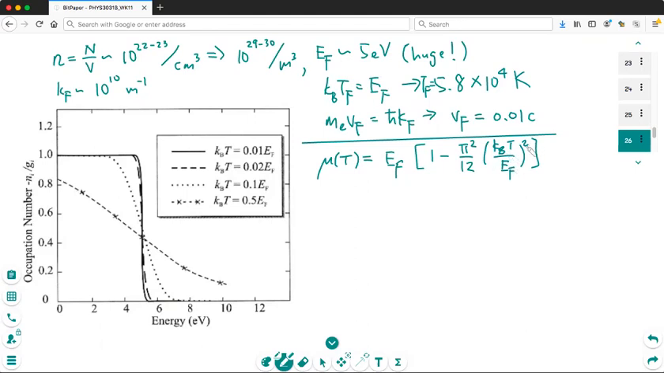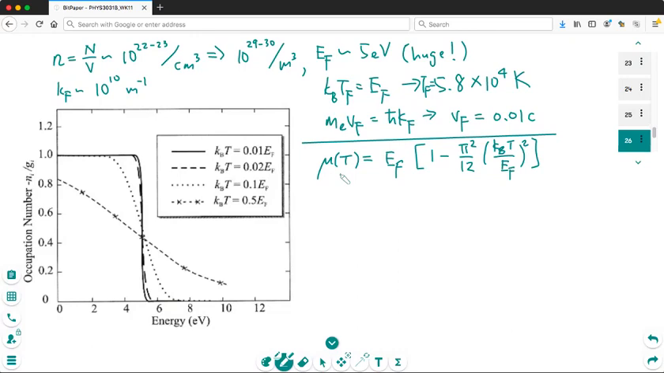And then you square it. This is of the order 1, and this is a small number, 10 to the minus 2. And then you square it. Therefore, this correction term is very tiny. And that is the reason why, even for practical purposes, you can take the chemical potential of metal to be the Fermi energy.